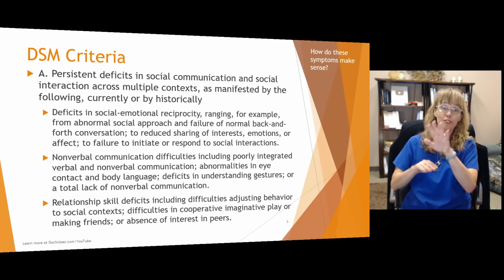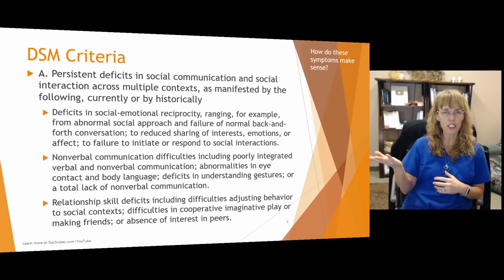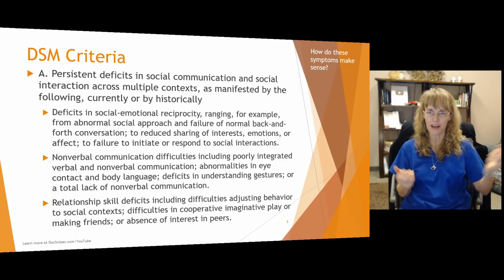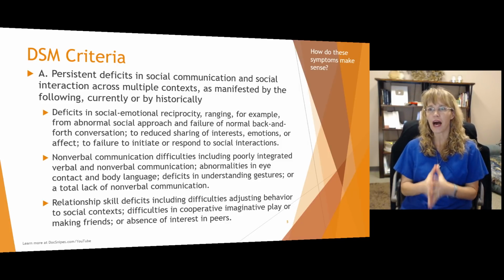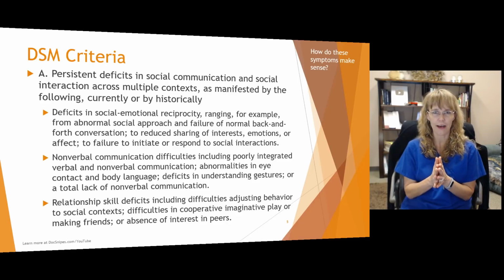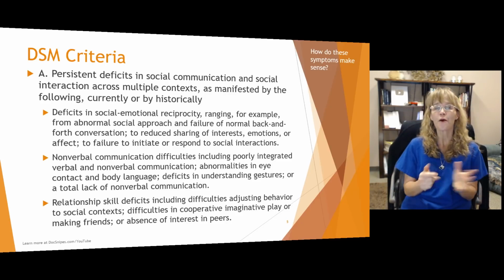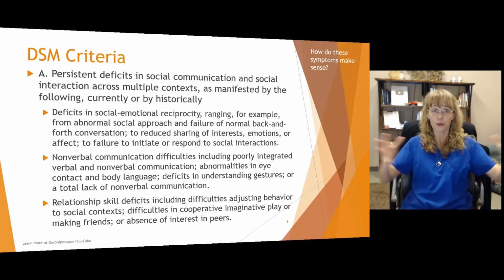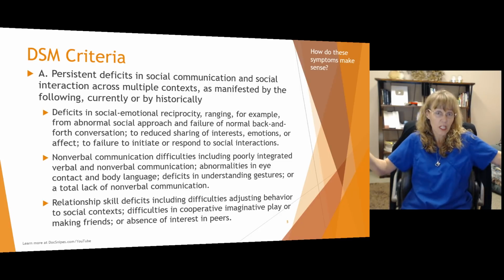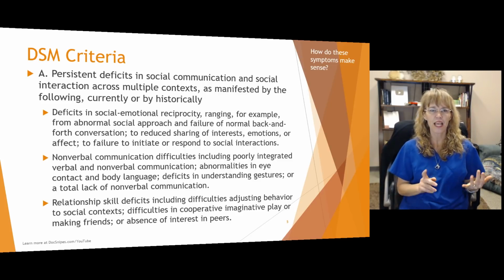Now, back up to criterion A. Persistent deficits in social communication and social interaction across multiple contexts, so it's not just at school or just at grandma's house, as manifested by the following: currently or by historical account. So some symptoms may come and go a little bit, but we want to look at throughout this child's life or this person's life, have they experienced these?